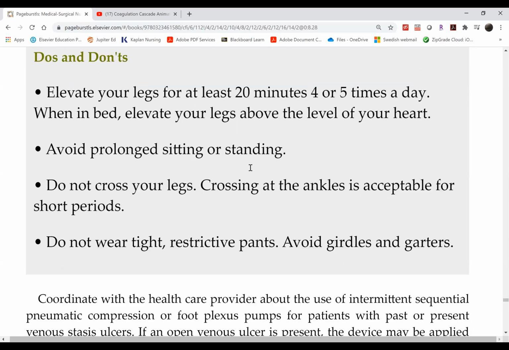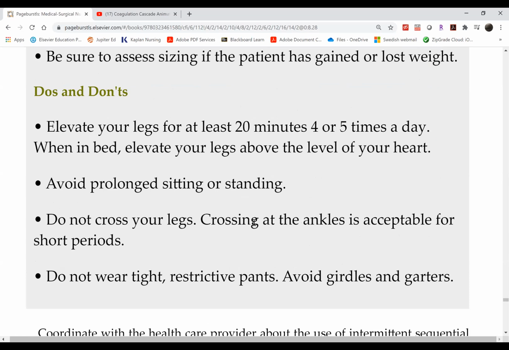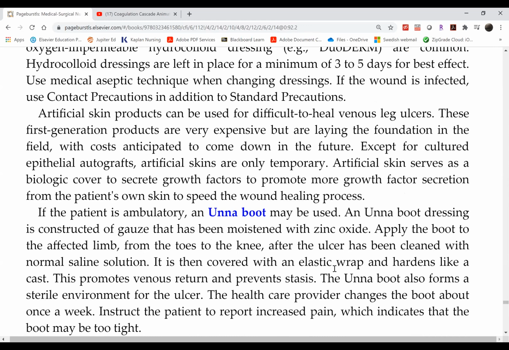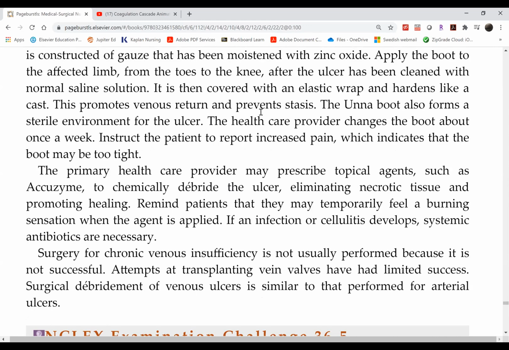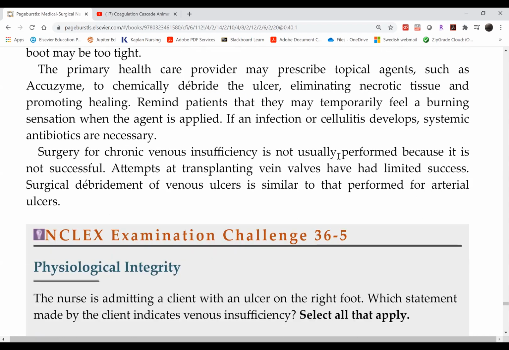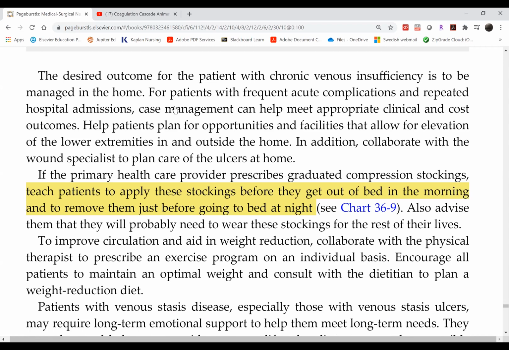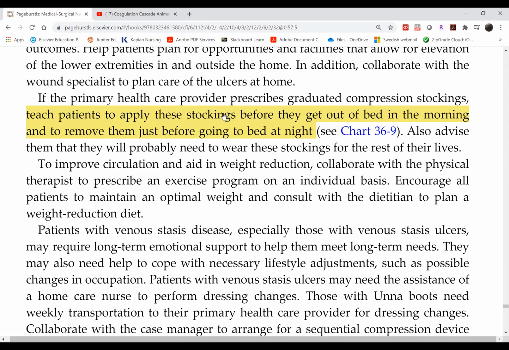All right, here are do's and don'ts. So no crossing your legs. Okay, no restrictive pants. This is the Unna boot mentioned in the table. So when you put them on, I mentioned put them on before you get out of bed and then remove them just before going to bed at night, because otherwise you can't sleep. These are tight and they will keep you up. They're painful.